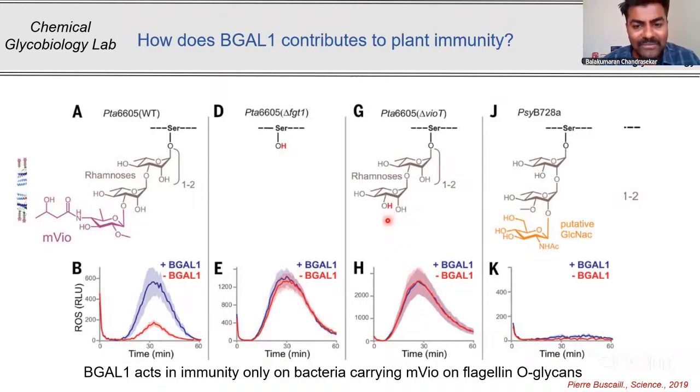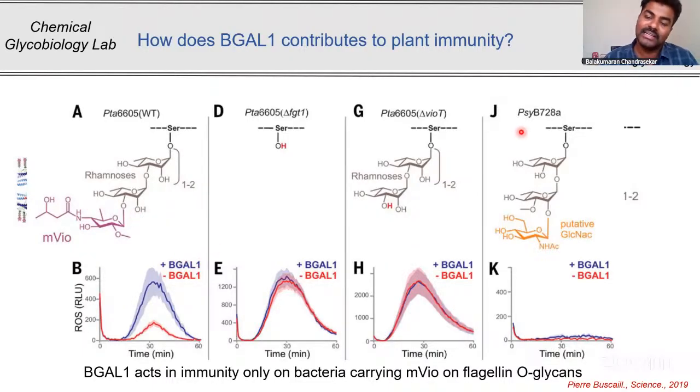Now, when you have the mutant of VIOT, that is the VIOT transferase, which adds the last residue, the viosamine. If you have a mutant over here, and you again treat it with, or don't treat it with, bacteria, the plant is able to perceive this particular glycan already. So this is indicating that viosamine is a very important residue over here, and this has to be cleaved by the enzyme, which is going to be the beta-galactosidase enzyme.